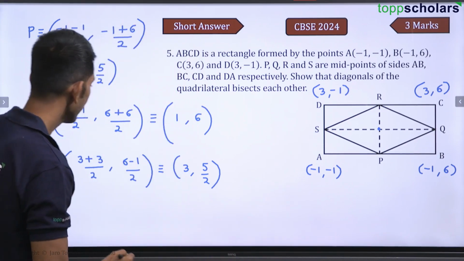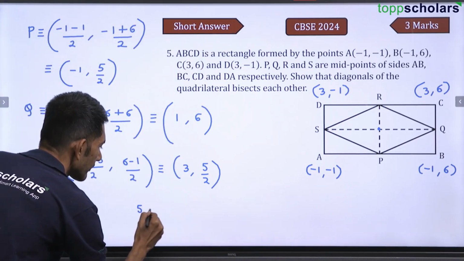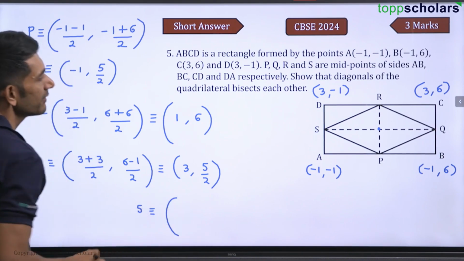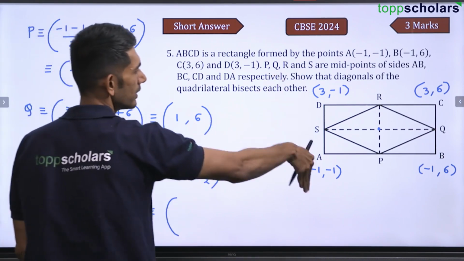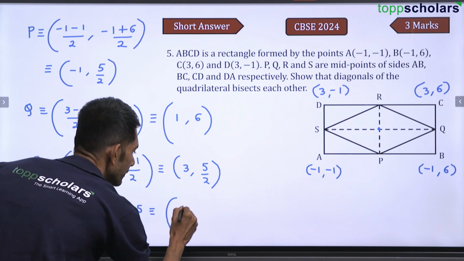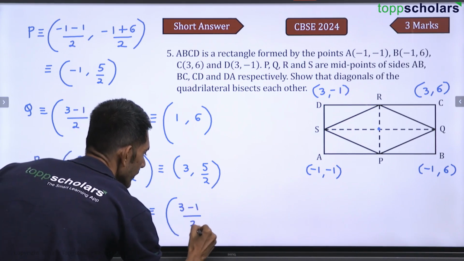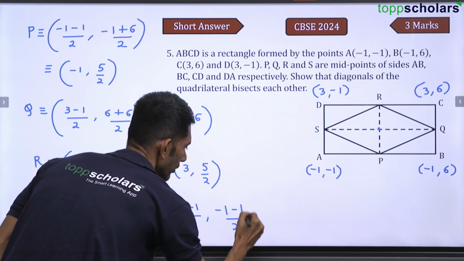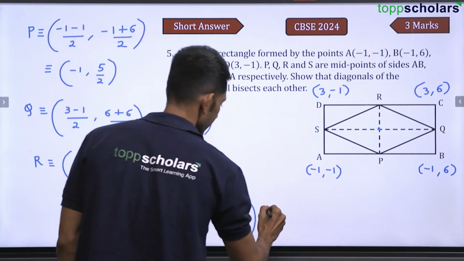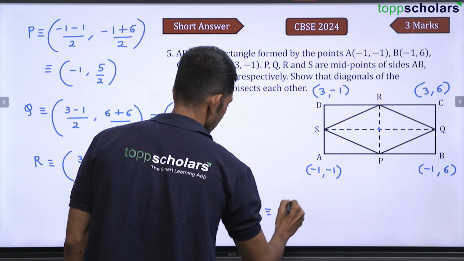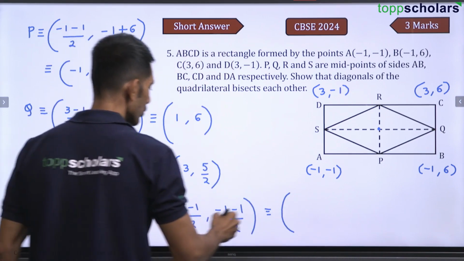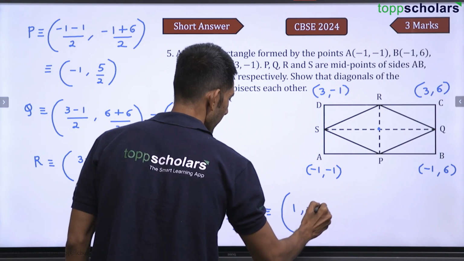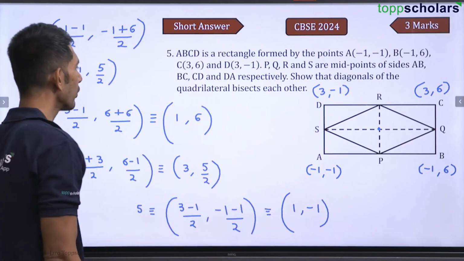And then finally we have S. So what will be S? S will be (3 minus 1) by 2, comma, (6 minus 1) by 2. Wait, using D and A: that is nothing but 3 minus 1 is 2, 2 by 2 is 1, comma minus 1. Now we have all the 4 coordinates.